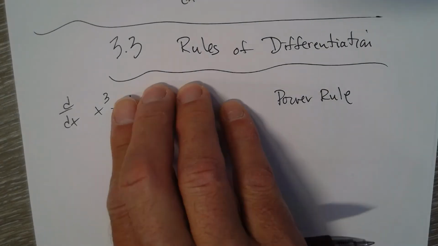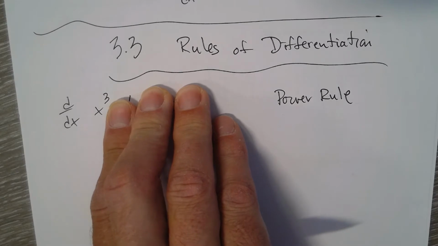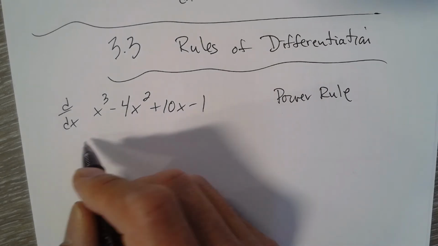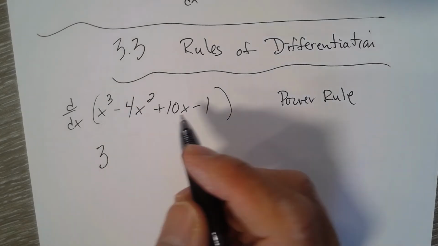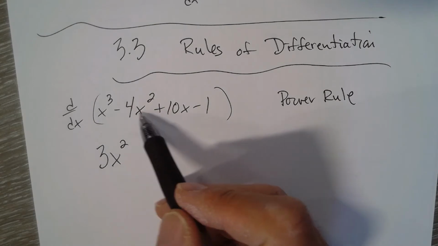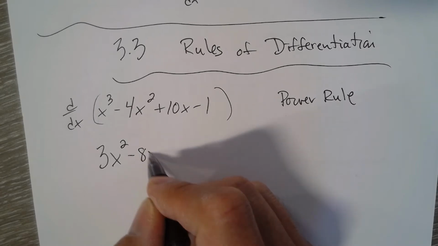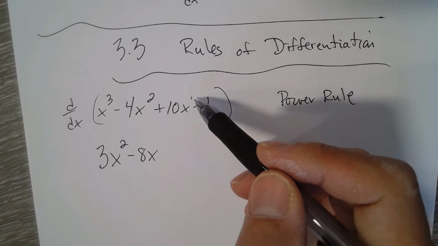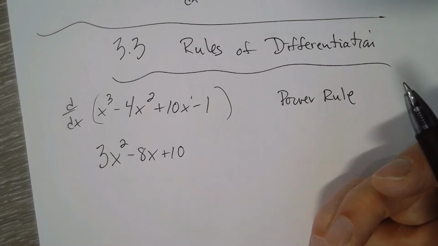Anybody know what the derivative of x cubed is without doing the whole difference quotient? 3x squared. Good. So we got 3x squared by dropping the 3 down and reducing the exponent by 1. So minus 4x squared, we could bring the 2 down, so it's minus 8x to the first. You can imagine this as x to the 1, so 1 times 10 is 10, x to the 0. X to the 0 is just 1.